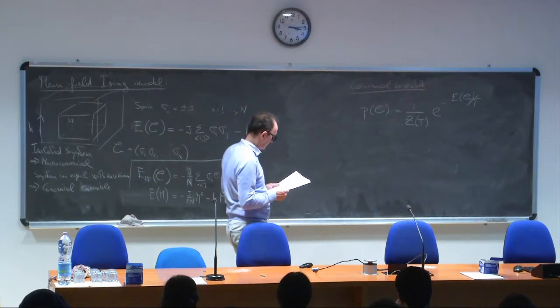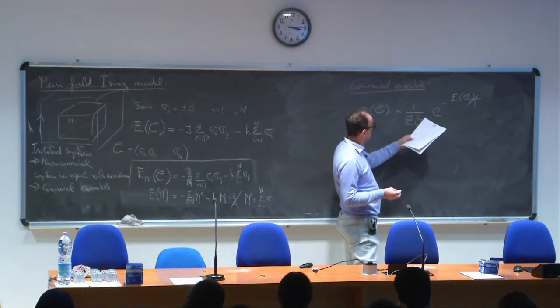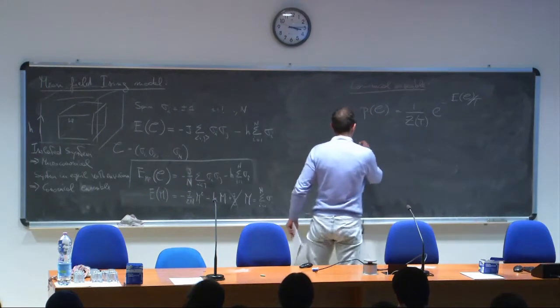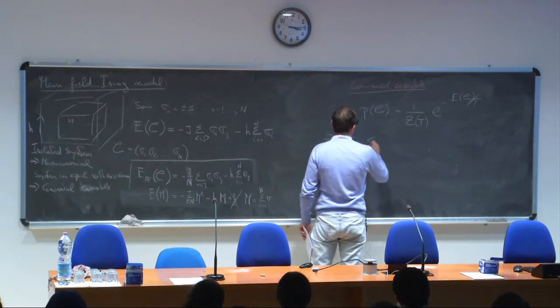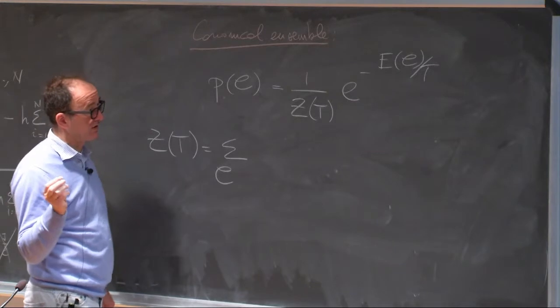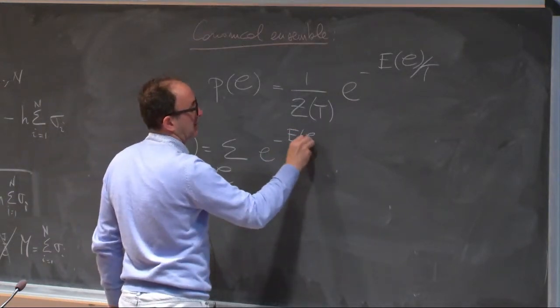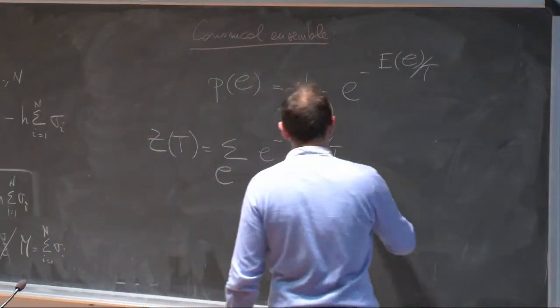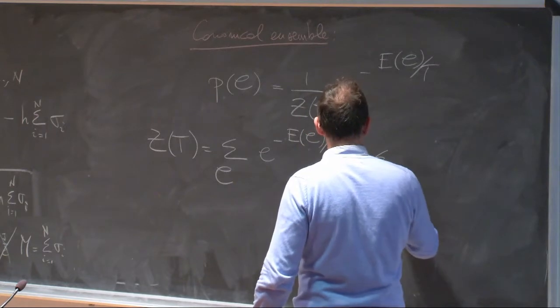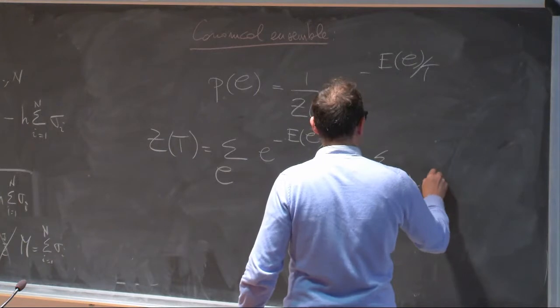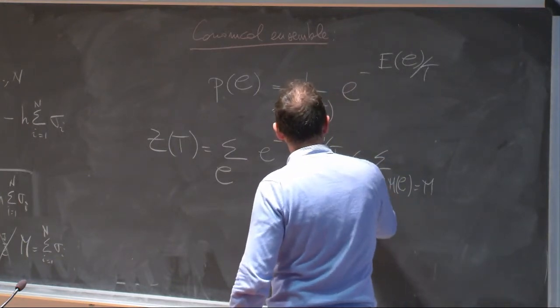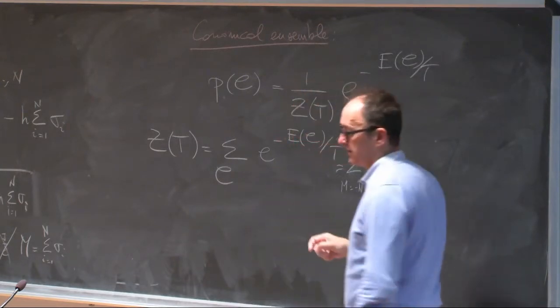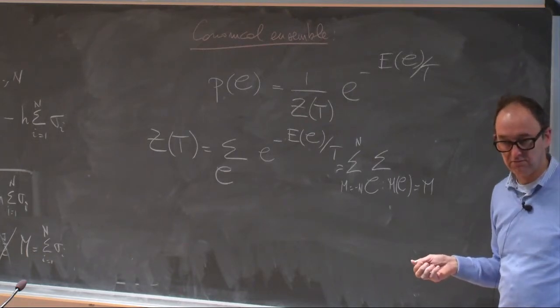Now, the problem here is to compute this partition function. In order to compute the partition function, you have to sum over all the configurations. It's just a normalization constant. But what we have seen is that in the end, the energy only depends on the magnetization. So what I can do is to sum over all configurations such that the magnetization of this configuration is equal to M, and let me sum over all values of M from minus N to N, in steps of two.